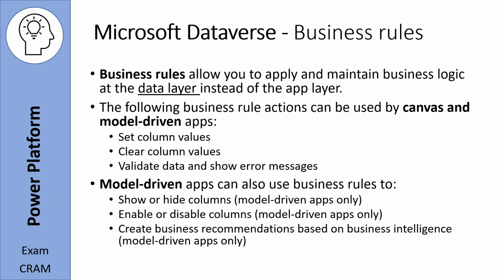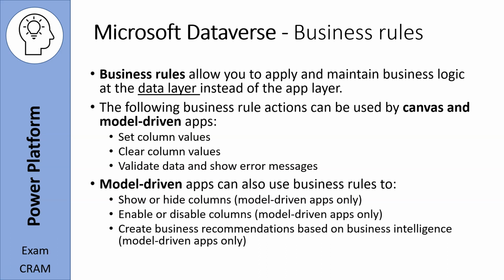And then in Microsoft Dataverse, there are something called business rules. As we discussed earlier, business rules allow you to apply and maintain business logic at the data layer instead of the app layer. One thing to remember is canvas versus model apps. There are a few business rules which can be applied to both apps, but a few which apply only to model apps. The rules which can be applied to both canvas and model apps are set column value, clear column value, validate data, and show error message.